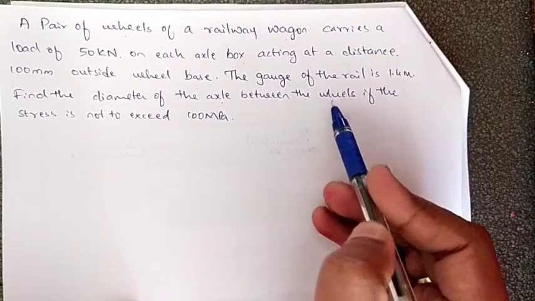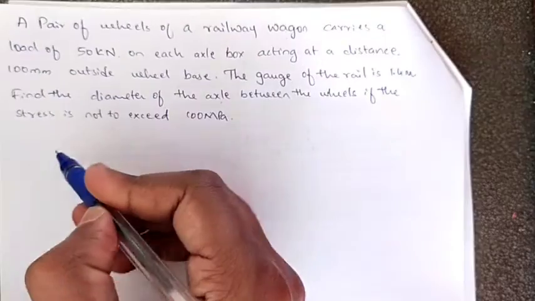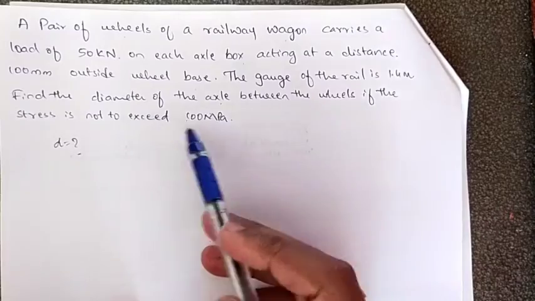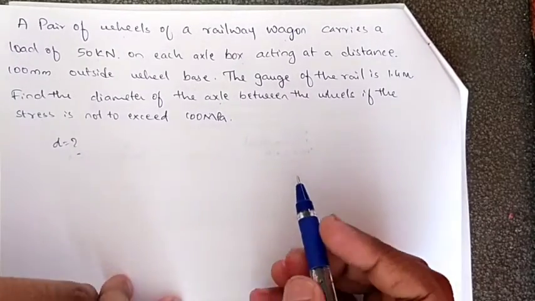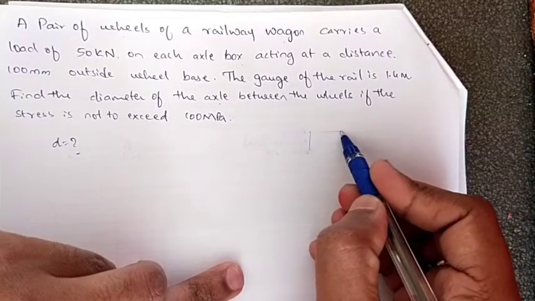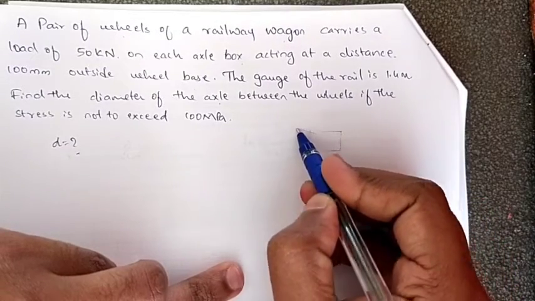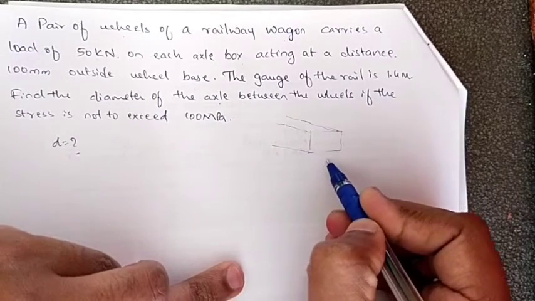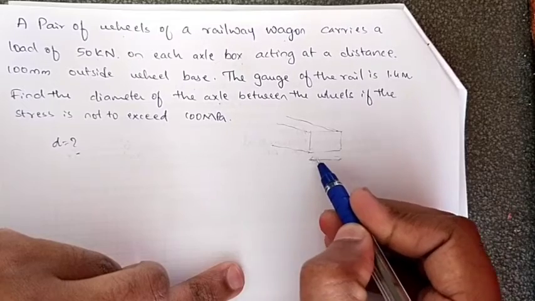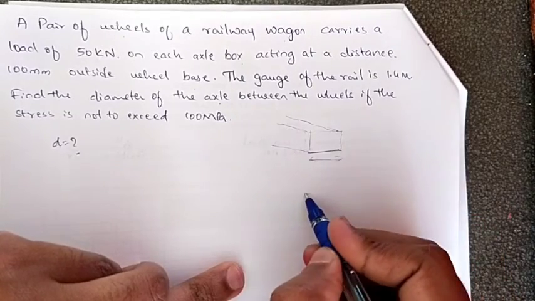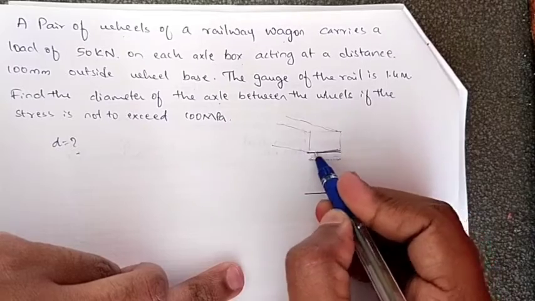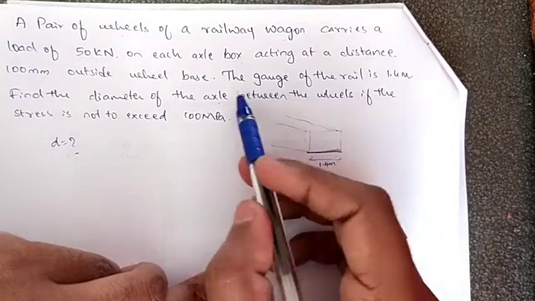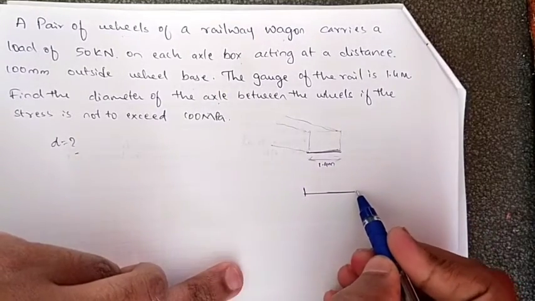Find the diameter of the axle between the wheels. What is the diameter we should find? The solid shaft, if the stress is not to exceed 100 megapascal. Suppose I consider this as a railway wagon, just roughly. I'll take this length here. How much length is given? 1.4 meter.